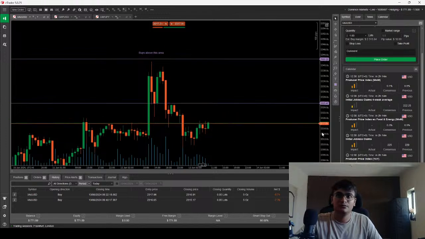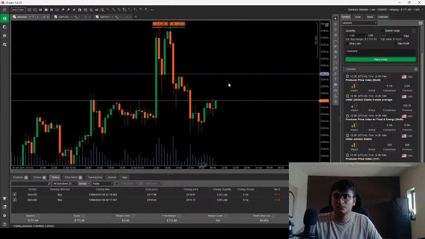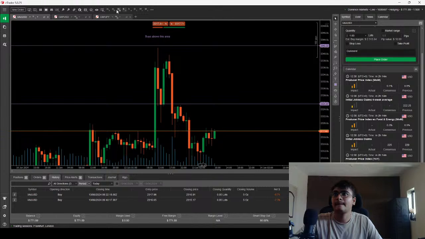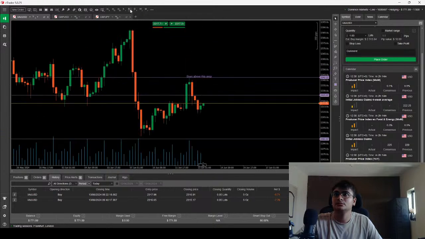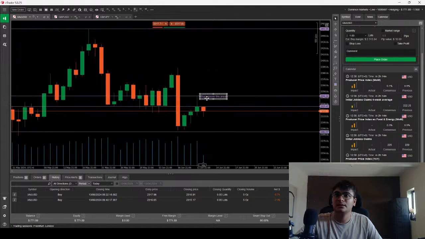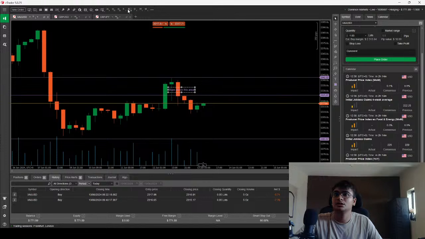So if we come to a smaller time frame, based on daily, if this daily candle flips, we are looking for buys above this area. The same goes for the 4 hour time frame.